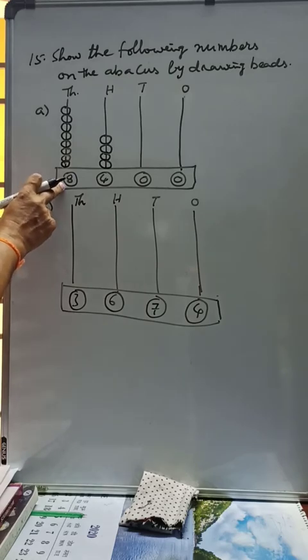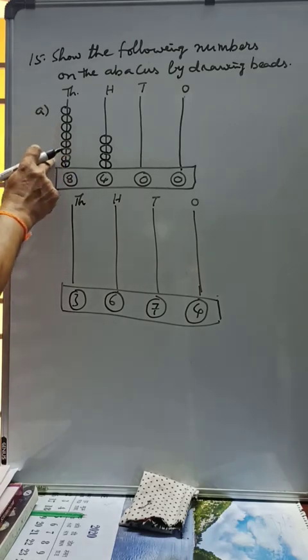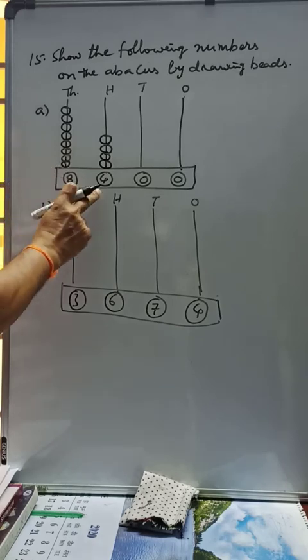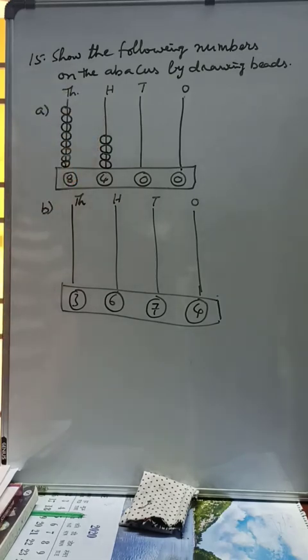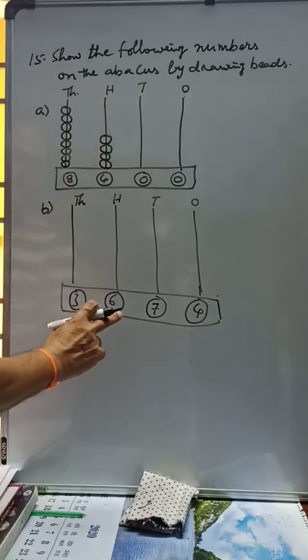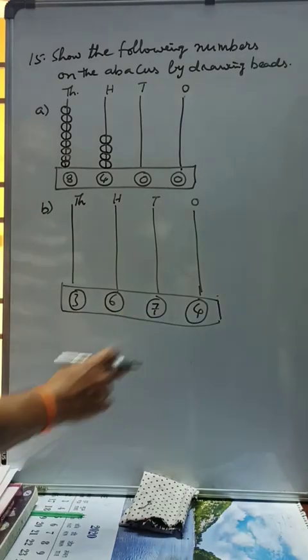In thousand place we have 8. So draw 8 beads on the thousand line. And 4 is there in the hundreds place. Draw 4 beads in the hundreds place. Coming to B, we have 3, 6, 7 and 4.